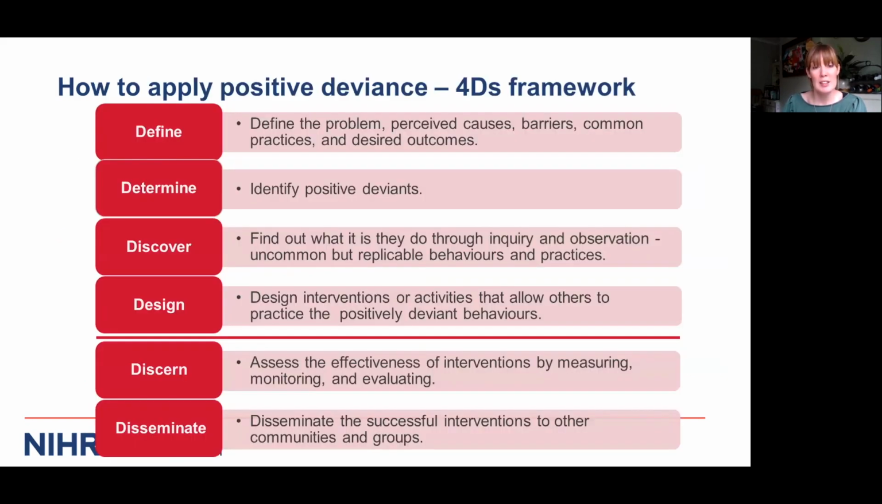So a couple of frameworks exist to help apply the positive deviance approach. Lots of the international public health applications tend to follow this 4Ds framework. So you define the problem, determine the presence of positive deviance, discover positively deviant behaviours, and design interventions. Some of the frameworks have 2 additional steps of discerning the effectiveness of those interventions and disseminating them to others.